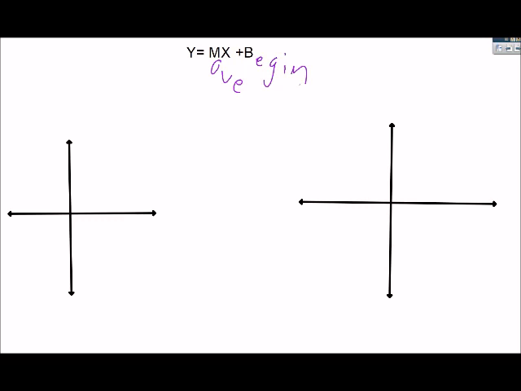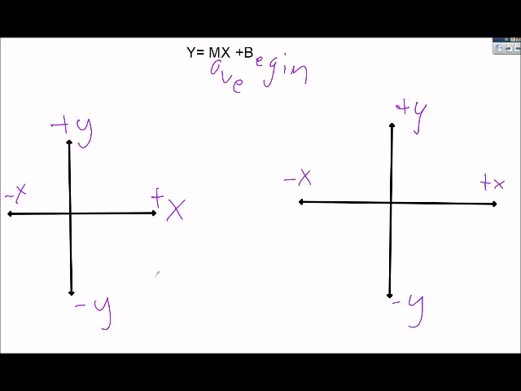The first thing I do though, no matter what the equation is, I'm going to label this the y-axis, the x-axis, and I always do positives first, and then the bottom and the left are my negatives. So I'm going to do that for both graphs real quick. This just helps me get organized and know which direction I want to start in.